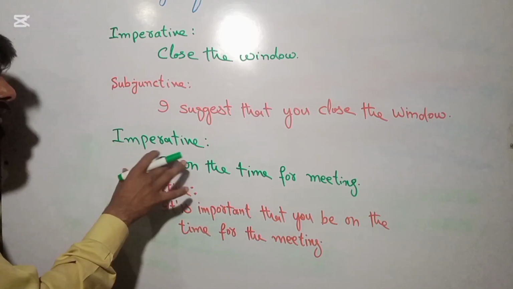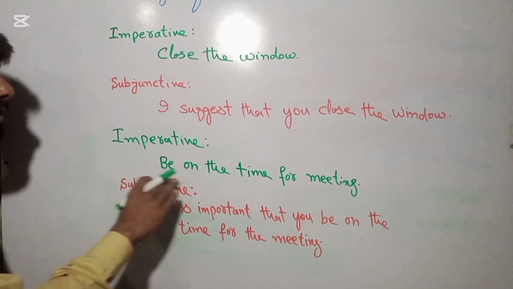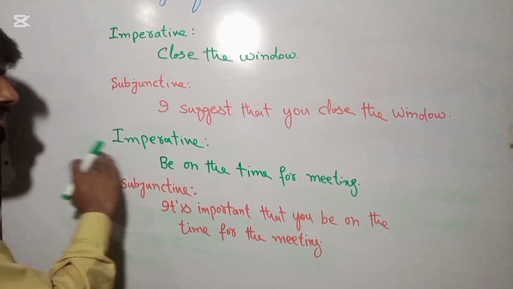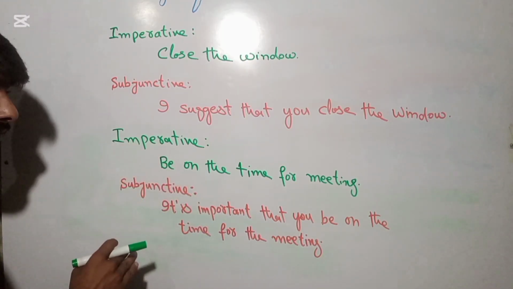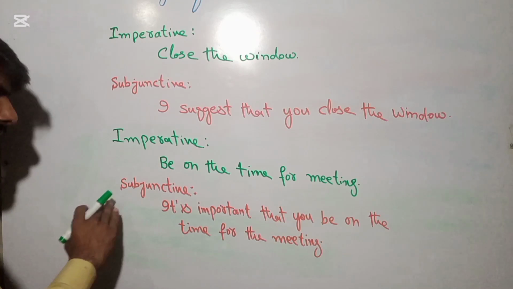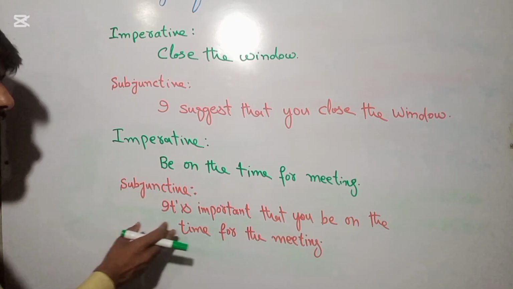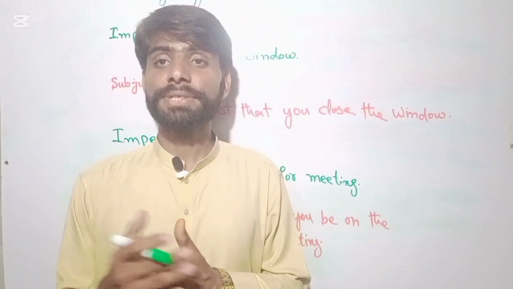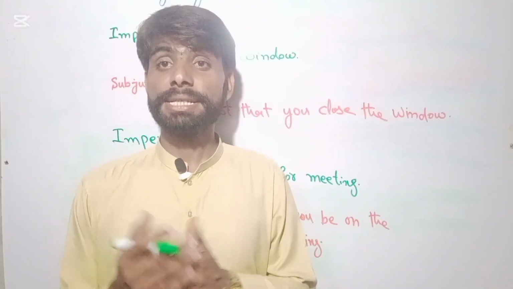And next is the imperative: be on time for the meeting. This is imperative, right? And next is subjunctive: it's important that you be on time for the meeting. Now let's see quick tips to understand the subjunctive mood.